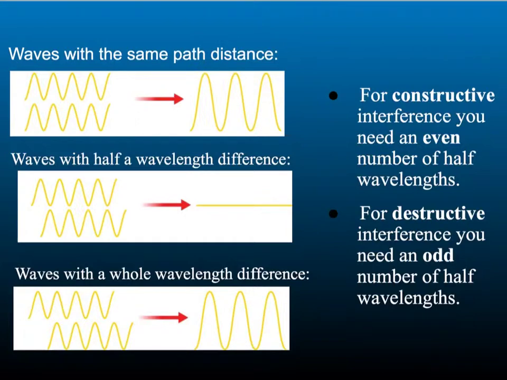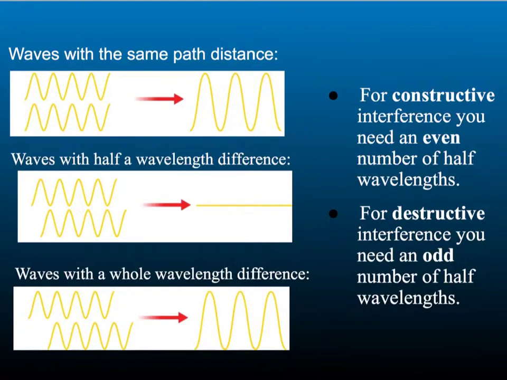For constructive interference, you need an even number of half wavelengths. Then that means that every time the waves arrive, there will be the crests and the troughs lined up. So those waves will add together to make this constructive pattern.